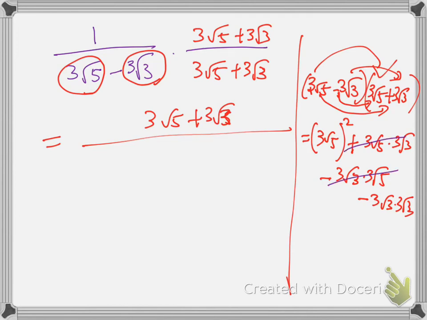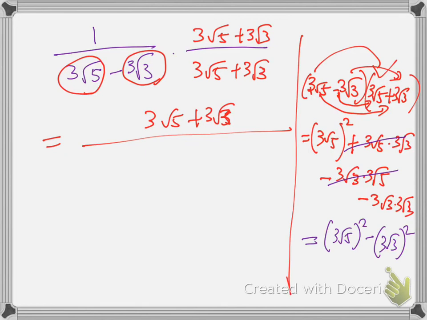The result is the first term squared minus the second term squared. If it's radical A minus radical B times radical A plus radical B, it's easier. It's A minus B. Otherwise, it's the first term squared minus the second term squared.